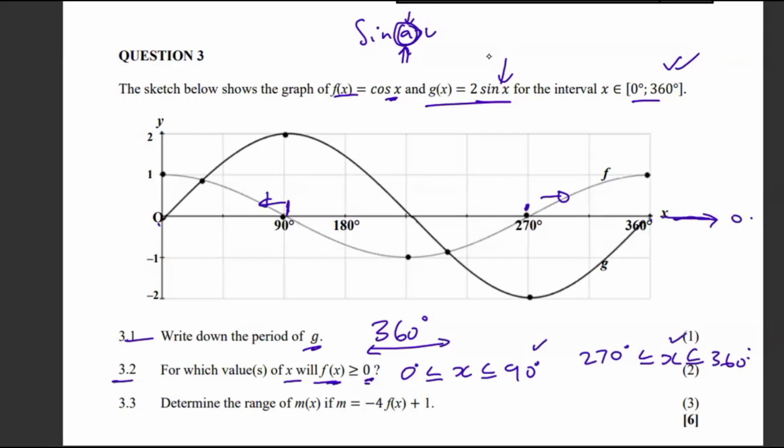Probably it's 1 mark per solution. When the graph is above, it's this section that is above the x-axis. It's this section that is above the x-axis for the graph of f.